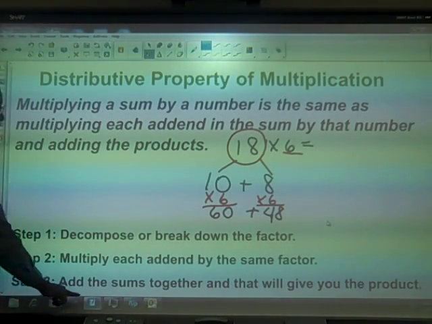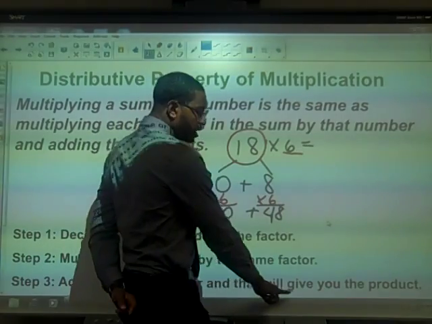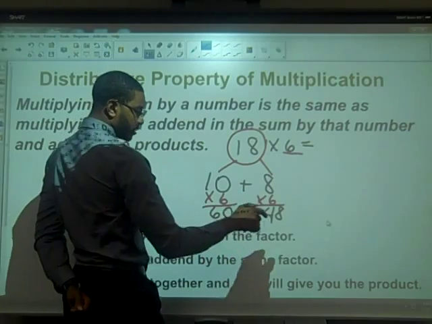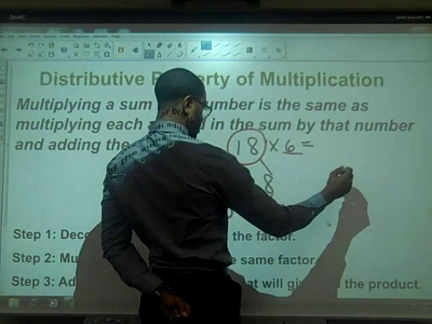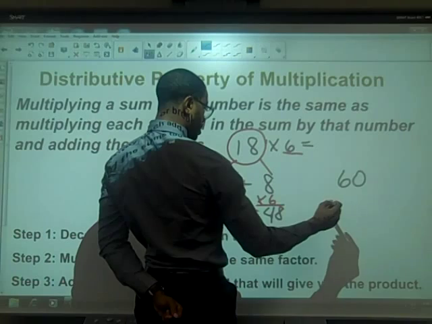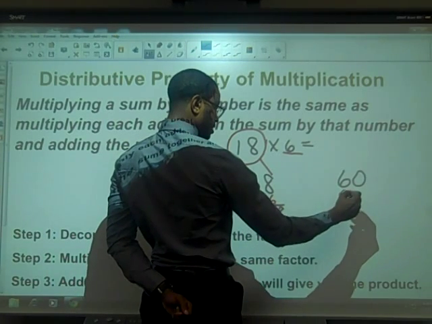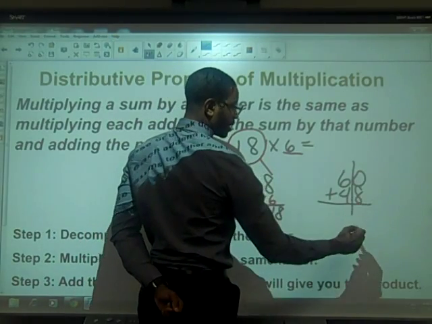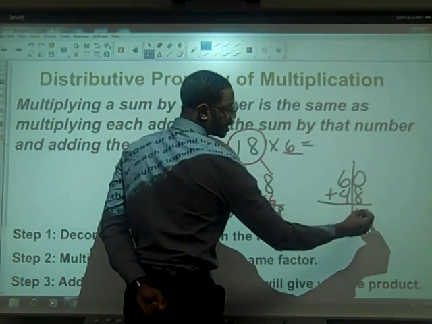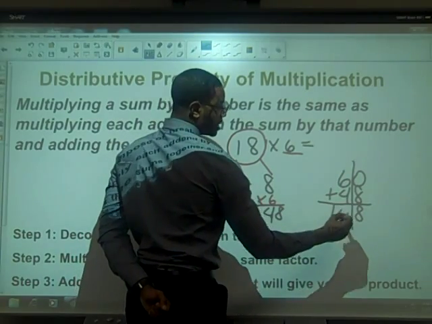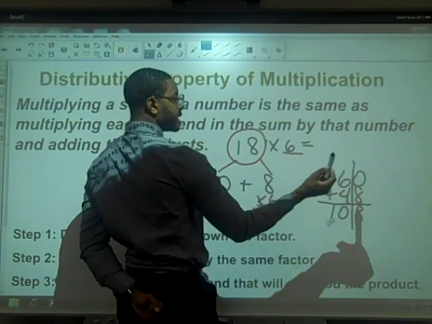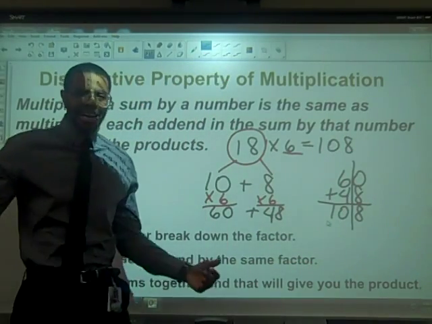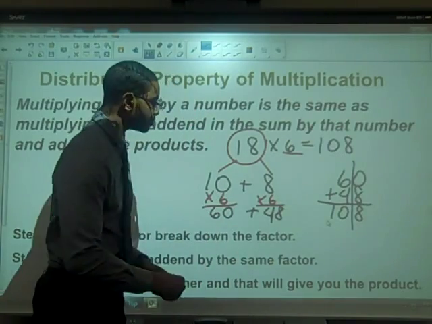Step 3, add the sums together, and that will give you the product. So now all I have to do is add both of these together. So 60 plus 48. 8 plus 0 is 8. 6 plus 4 is 10. So therefore, 18 times 6 equals 108. See? It's really, really simple.